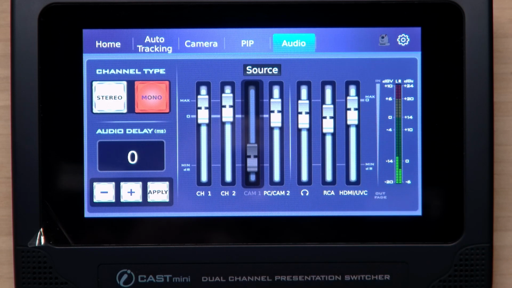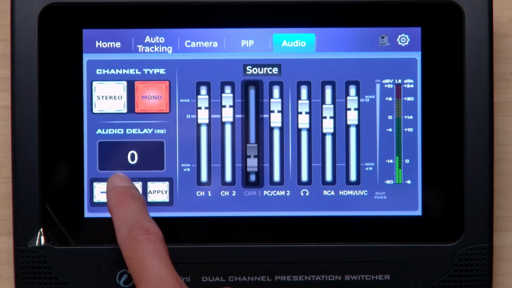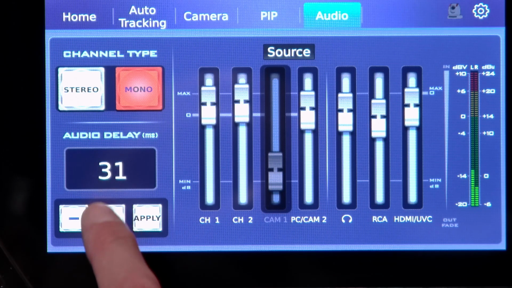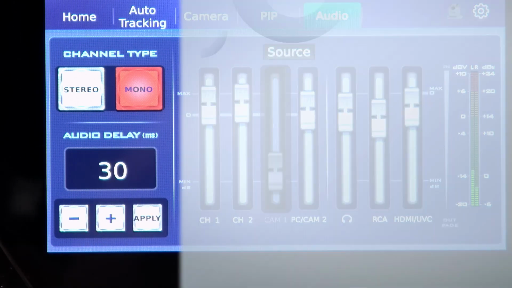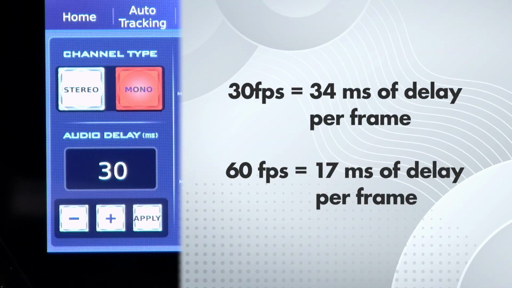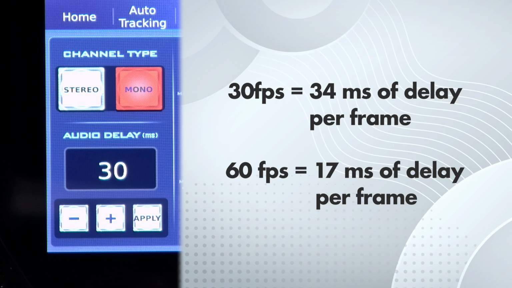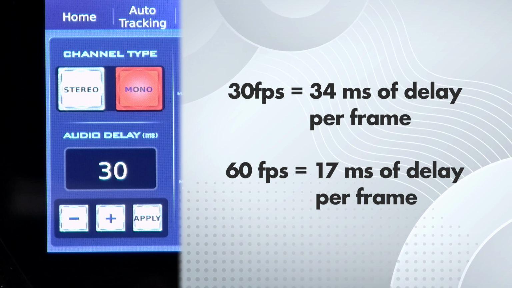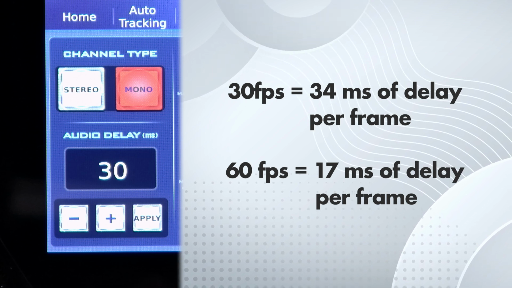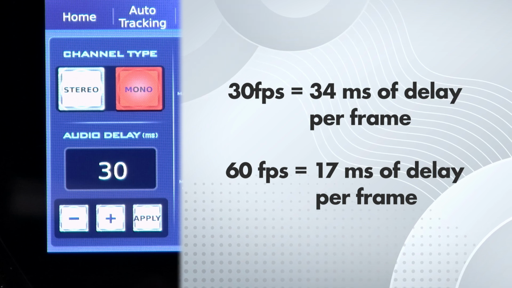For audio delay, a maximum of 170 milliseconds can be added to the iCAST Mini. This will delay the audio signal to better sync with the external video signal. At 30 frames per second, each frame of delay is approximately 34 milliseconds. At 60 frames per second, each frame of delay is approximately 17 milliseconds.